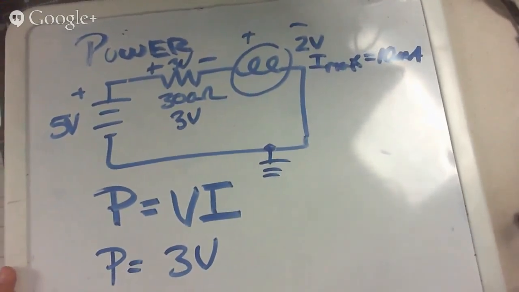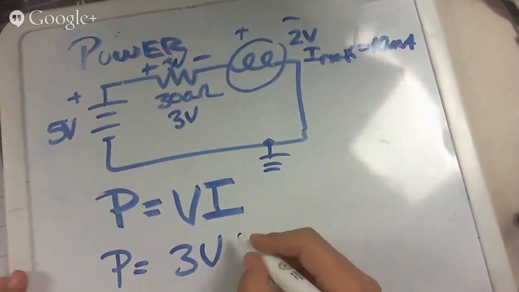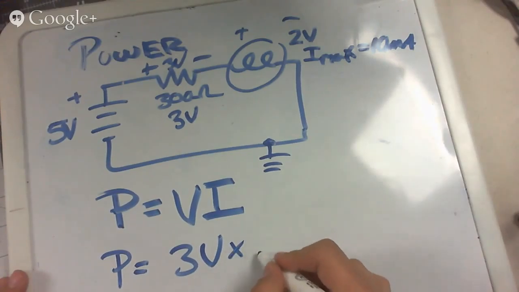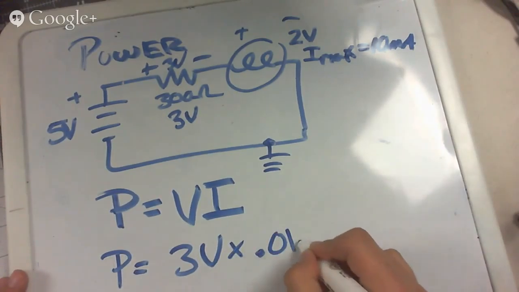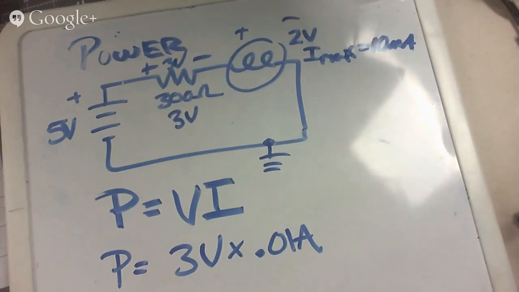Anyway, so 3 volts times our 0.01 amps. Again, we're going to stay with our units.